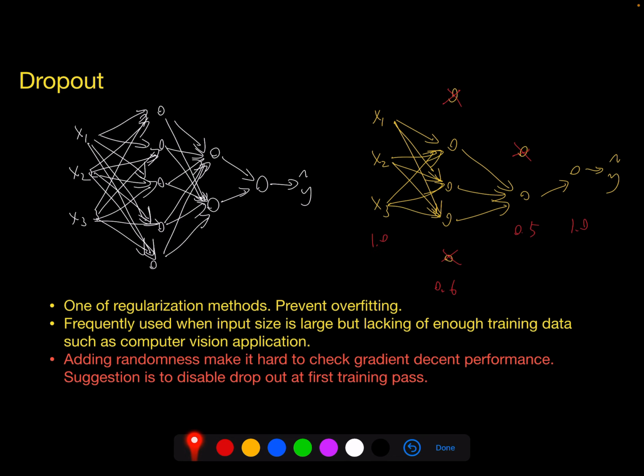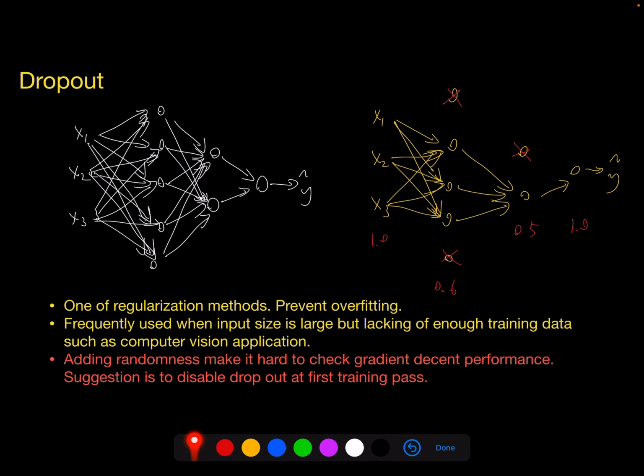In this way, for each training step, we can change which nodes will be shut off. So this is one shot. The second shot may be this one and this one get shut off.